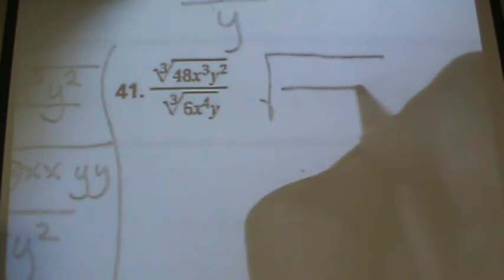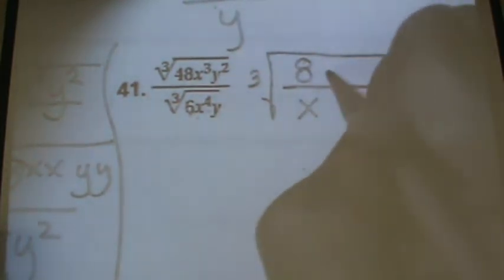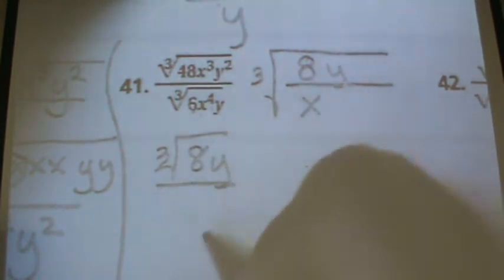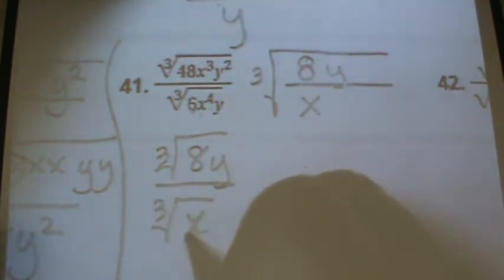41. Let's simplify this. How many times does 6 go into 48? 6 times what is 48? 8. How about the x's? We have 3 on top and 4 on the bottom. What's left? 1 x on the bottom and 1 y on top. So what you have is the cube root of 8y over the cube root of x.